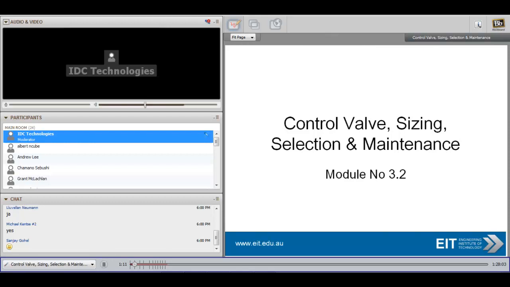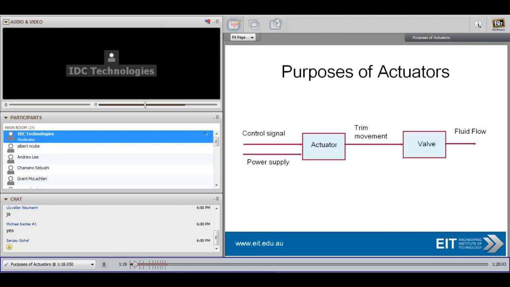Questions. So without much further ado, why don't we get stuck in straight away? And what I'm going to do today is speak more about the actuators.